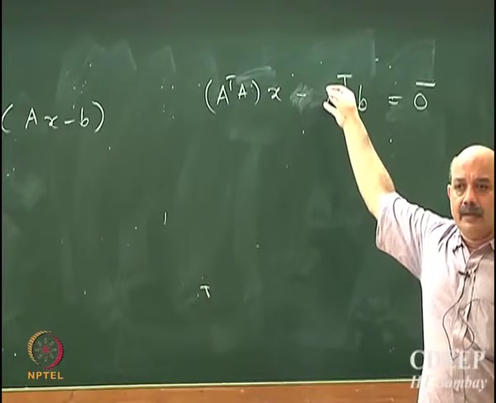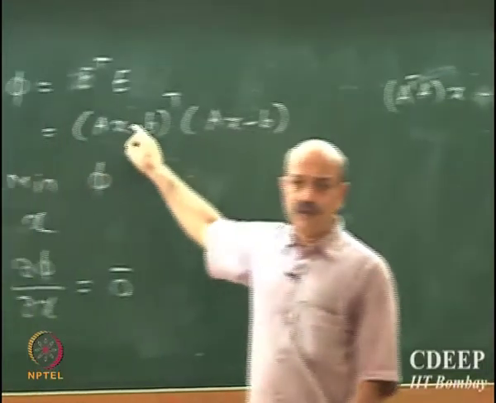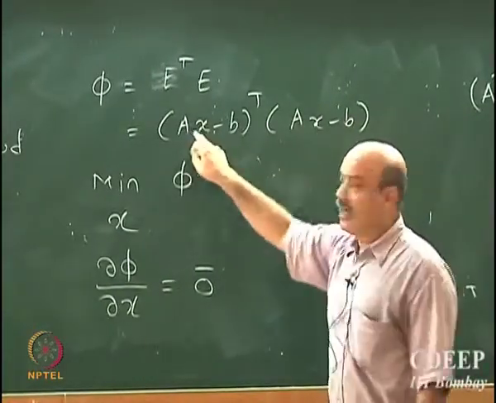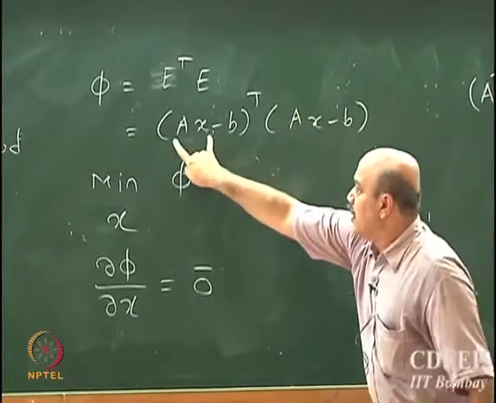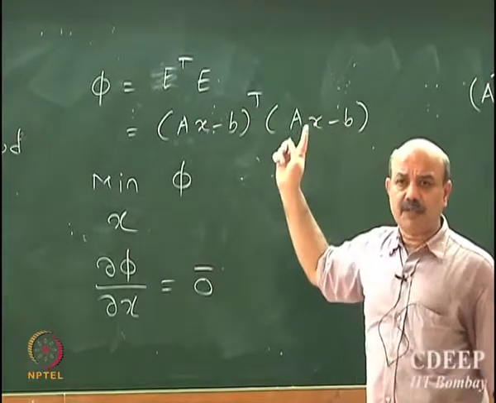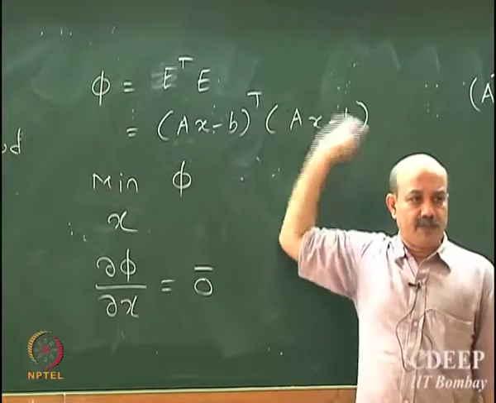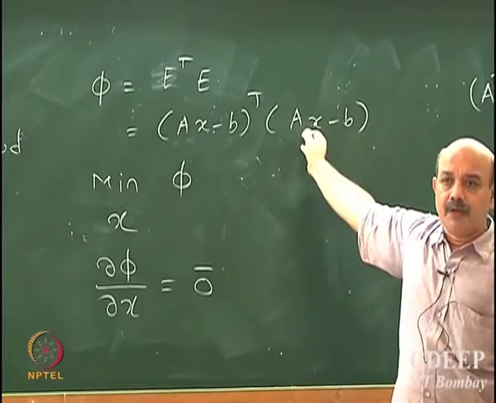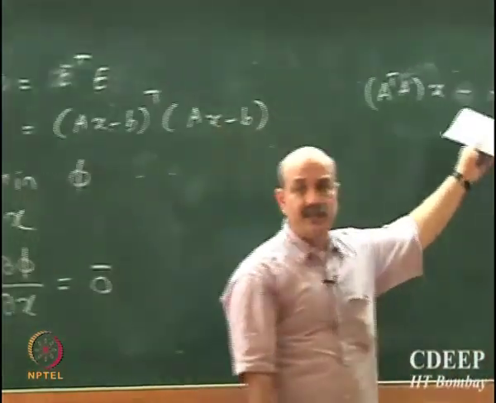Okay? Is this fine? Just see this. If you expand this, you will get x transpose A transpose A x. Then you will get x transpose into b. You will get 4 terms. You will get one term which is b transpose b. b is not a function of x, so ∂(b transpose b)/∂x is 0. If you differentiate, you will very easily arrive at this particular equation.